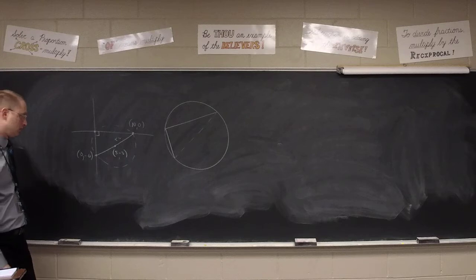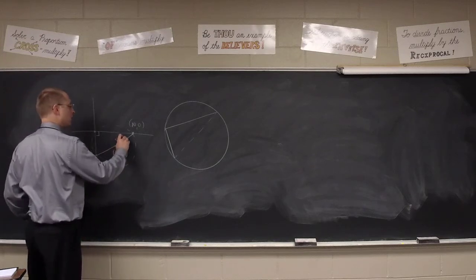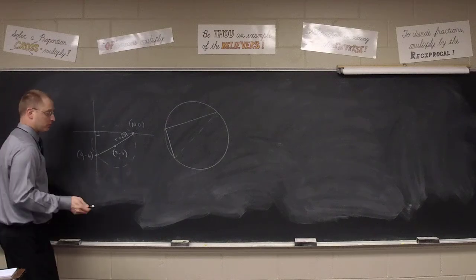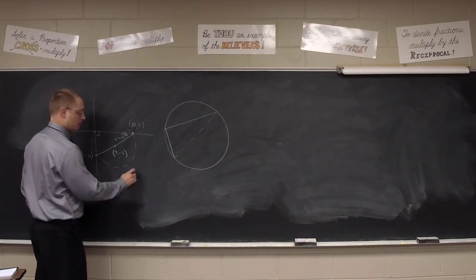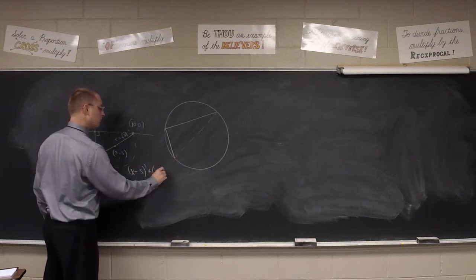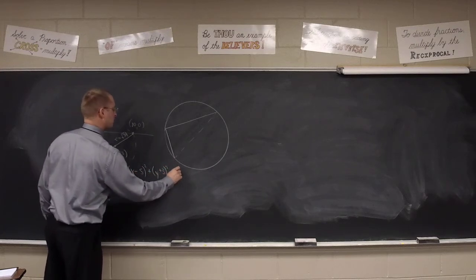25 plus 9 is 34, square root of 34. Good, so what's the equation of the circle? X minus 5 squared plus y plus 3 squared equals 34. Boom. And there we go.